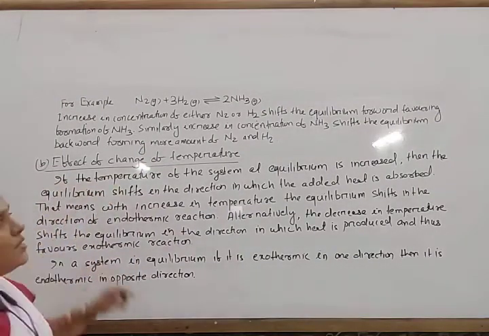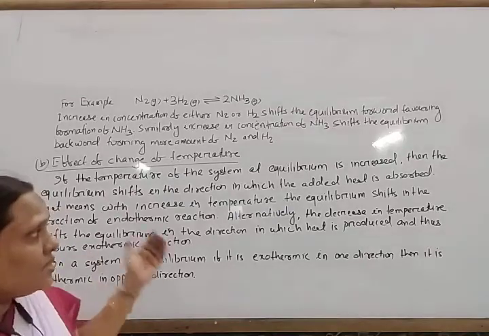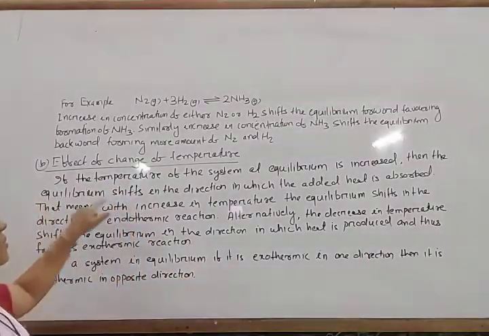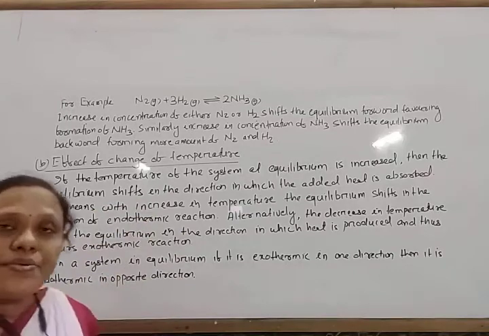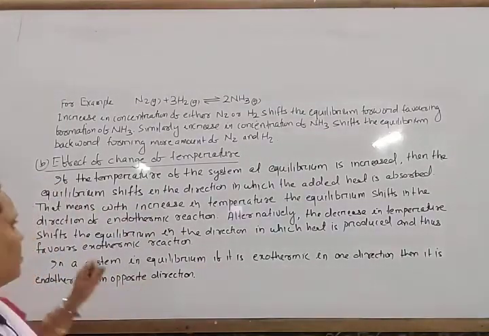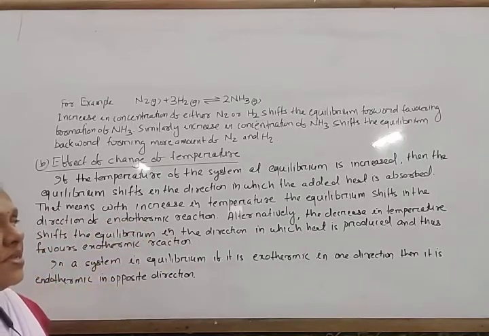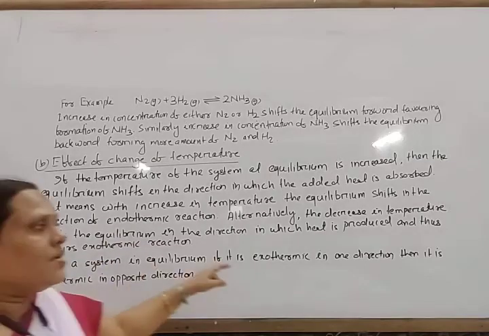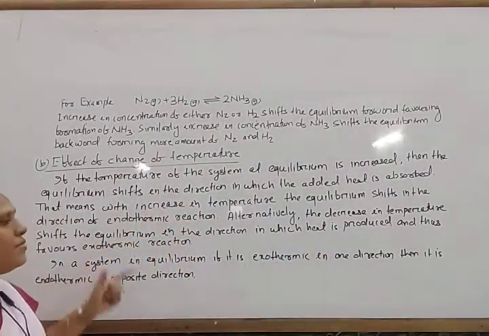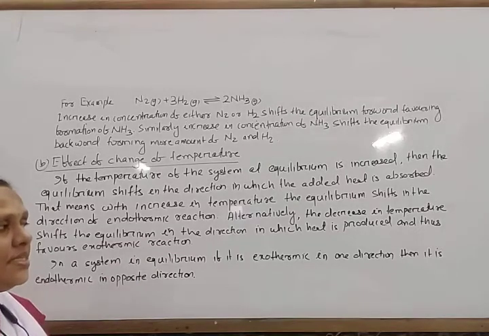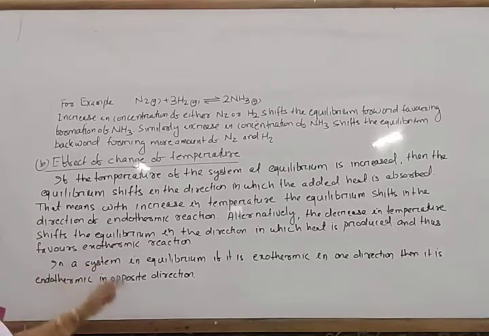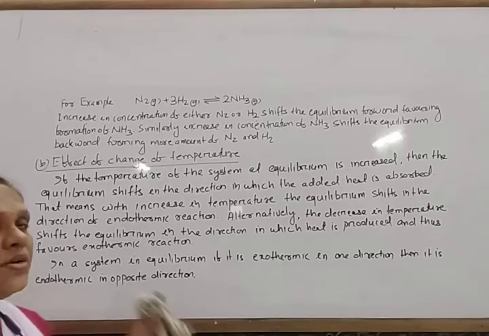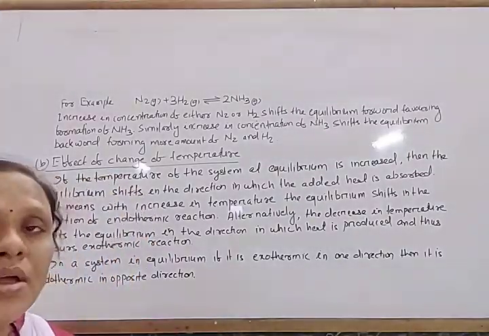Next, effect of change of temperature. If the temperature of the system at equilibrium is increased, then the equilibrium shifts in the direction in which the added heat is absorbed. So with the increase in temperature, the equilibrium shifts in the direction of endothermic reaction, and alternatively, the decrease in temperature shifts the equilibrium in the direction in which heat is produced and thus favors exothermic reaction. So in a system in equilibrium, if it is exothermic in one direction, then it is endothermic in the opposite direction. Look at the example.